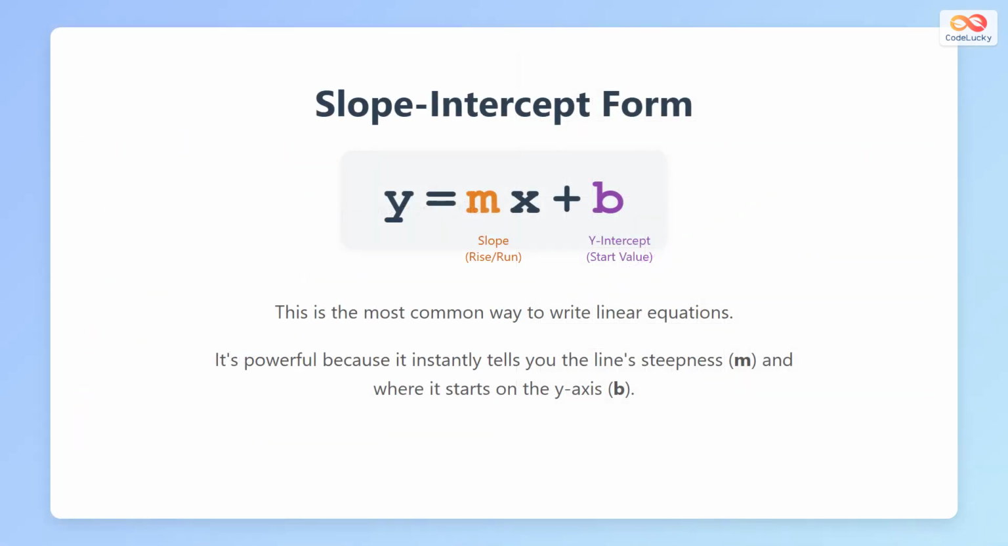Put those two concepts together, and you get the slope-intercept form. y = mx + b. This is the most famous equation in algebra for lines. It is powerful because if you look at the equation, you instantly know the steepness m and the starting point b.